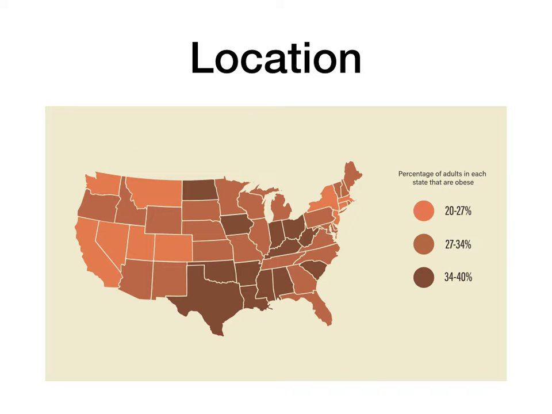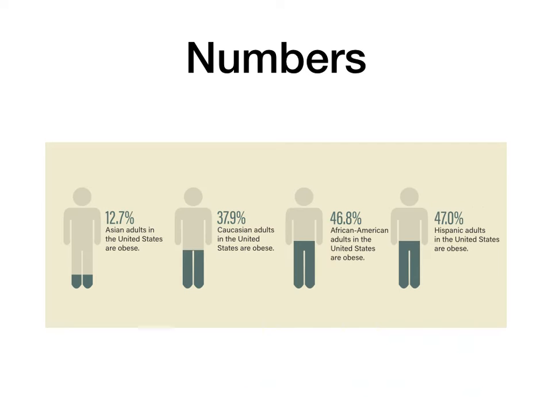In my location display, I used color to encode the percentage of adults in each state that are obese. Because these values are ranges within the same category of information, I used three different shades of the same color. This indicates to readers that each color represents different values of the same information. For the key, I used three circles the same size to show that each range was the same size. For my numbers display, I used the blue color in the fill to encode the percentage of adults within each ethnicity that are obese. The height of the fill encoded the actual value of this percentage.